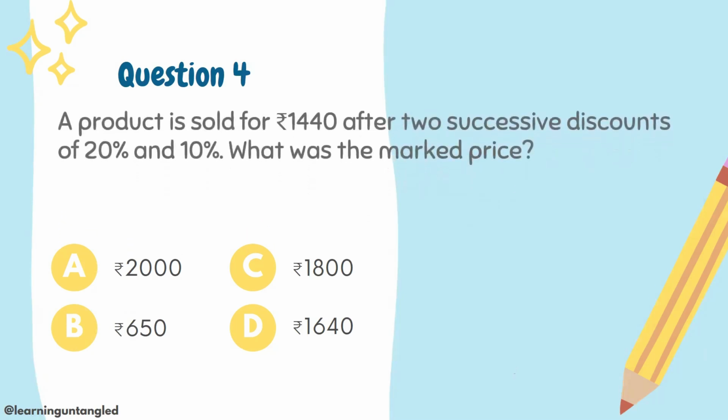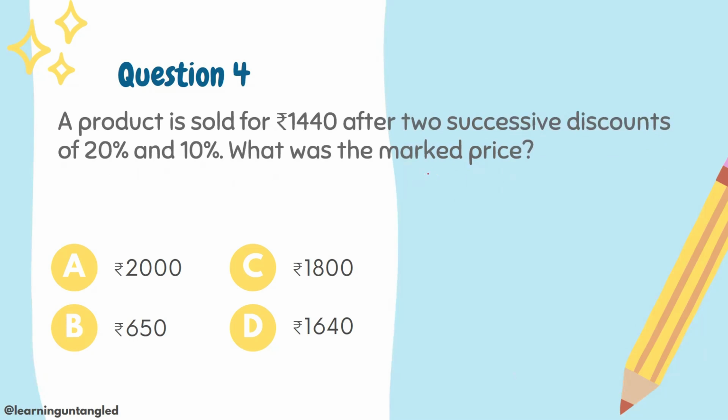Okay, let's move on to question number 4. A product is sold for 1,440 rupees after 2 successive discounts of 20% and 10%. What was the marked price?